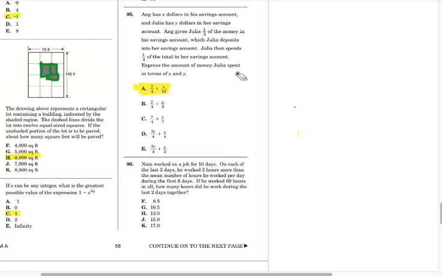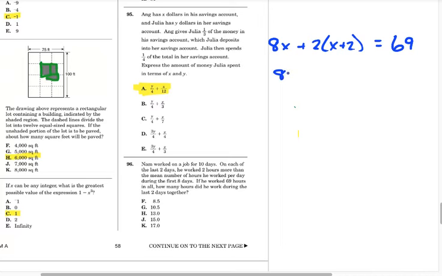All right, number 96 now. Nam worked on a job for 10 days. On each of the last 2 days, he worked 2 hours more than he did for the rest. So he worked a total of 69 hours. So we have 8 normal days, so we have 8x. And then we have 2 days where he worked an extra 2 hours, so that's going to be x plus 2. And that whole thing is going to equal what? 69 hours. Alright, so let's just solve for x.